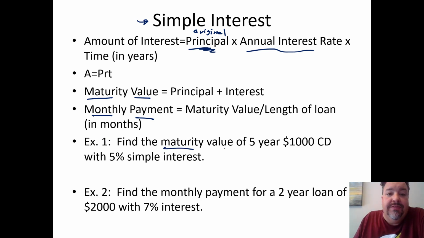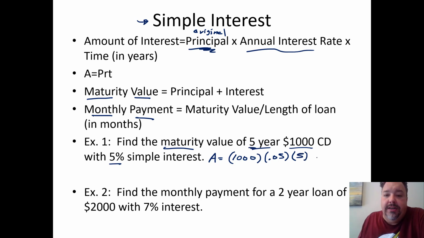First off, we're going to find the maturity value of a 5-year $1,000 CD with 5% simple interest. So we got to do this in a couple steps. The first step is to always find the interest. So the interest here is going to be A equals PRT. P is the principal, the original amount, that's $1,000, times the interest rate, that's 5%. We got to make that into a decimal, 0.05. And then T is the time in years. Here it is for 5 years. So I'm going to put in 5 here.